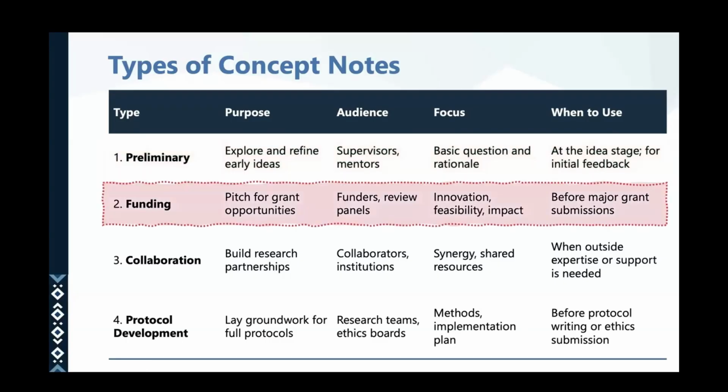The next type is the funding type concept. And these are usually pitches for grant opportunities. And you write this in such a way that it's almost like a sales pitch. You're making a strong case for why you should be funded. And your audience will be funders, review panels from different funding agencies. And the focus is on key aspects that make you stand out, such as the innovation that your research brings, the feasibility and concreteness, and the potential impact that your research can add to the research community or in practice. And you use this often before major grant submissions.